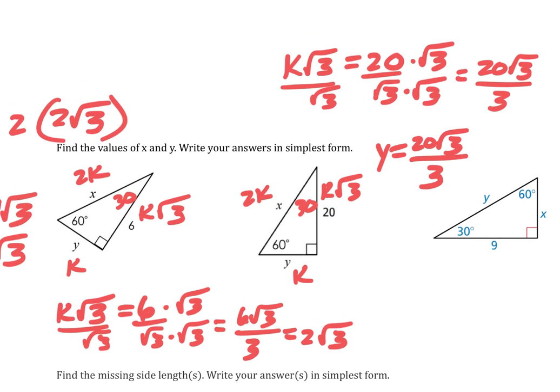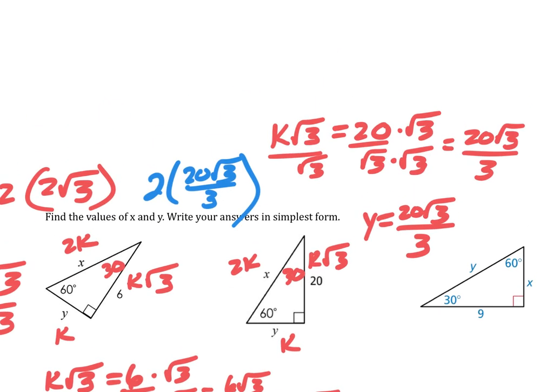If I were to take 2 times 20 radical 3 over 3, think about multiplying by fractions. Let's do a really easy one. Let's say I take 2 times 4/9. Let's not even put a radical in there. If I take 2 times 4/9, what do you think that's going to give me? Maybe want to take a shot at that one? 2 times 4/9. What would that make?